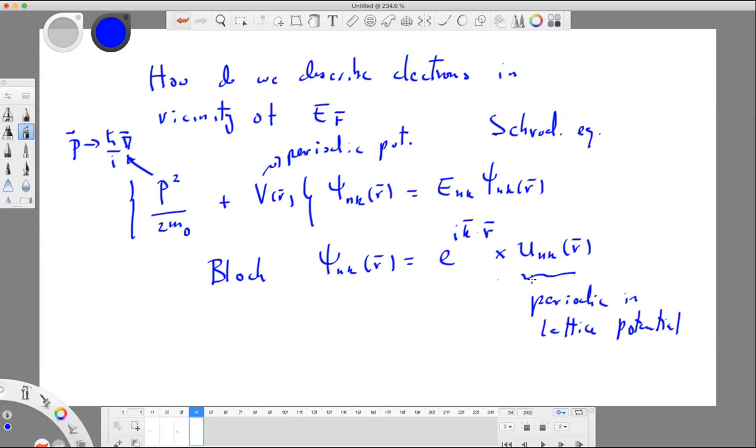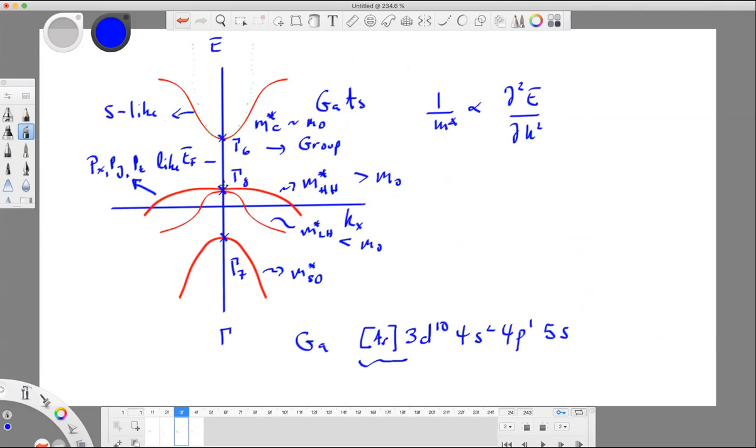If we know that the solution has to have this form, then we can derive an equation which governs the shape of this periodic function. So this is what we're going to address, and this is called the k·p method, which lends itself very easily to deriving the physics around these points here.